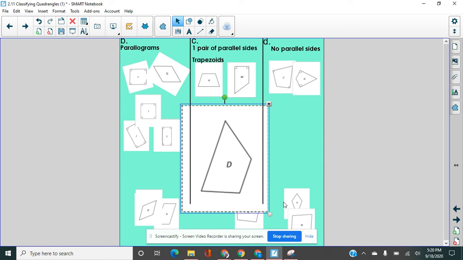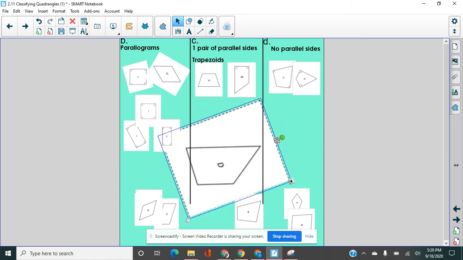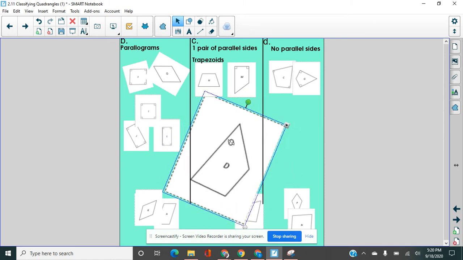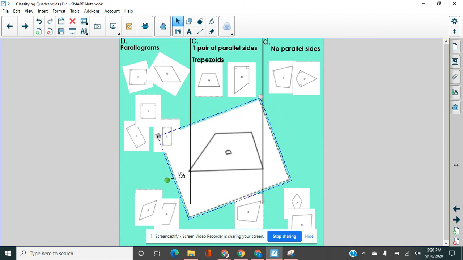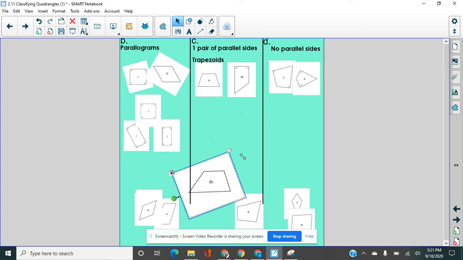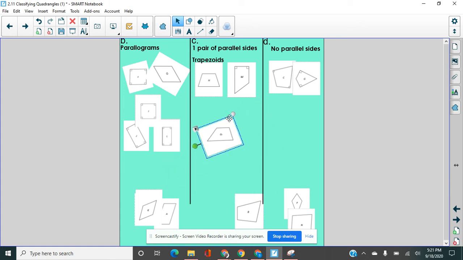Okay, here, rotate it, right? If you rotate it, you can sometimes see a little bit better. Actually, I'm going to rotate it this way. The top and the bottom here are parallel. The 2 sides are not. That makes it a trapezoid. Did you say trapezoid?